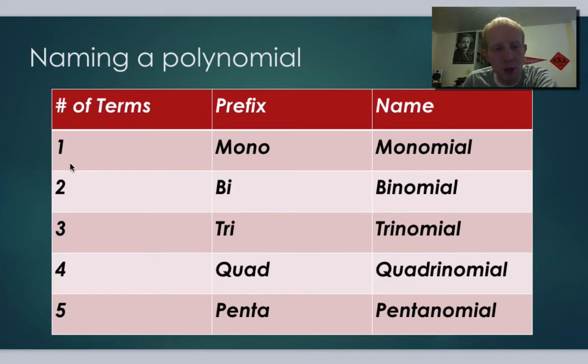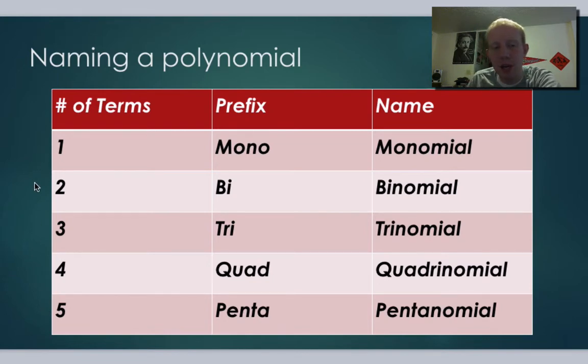If there's only one term in your expression, then the normal prefix is mono. Mono means one, like a mono sound system, if you've ever heard of that. So this would become a monomial. If you only have 2 terms, then the prefix for 2 is bi, like bi-weekly. Someone gets paid bi-weekly, they get paid every 2 weeks. That is going to be a binomial. For 3 it's trinomial. For 4 it's quadrinomial, and then 5 is penta, so pentanomial. So this is for the number of terms. That's one way of naming the polynomial.